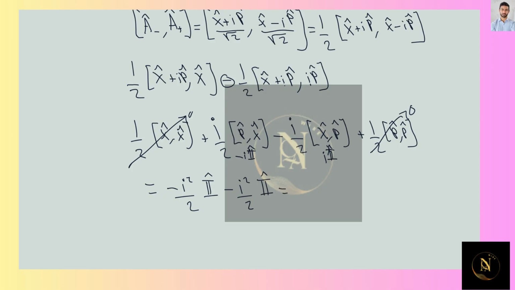Minus 1/2 plus 1/2. This is equal to identity. And we're done with this one.